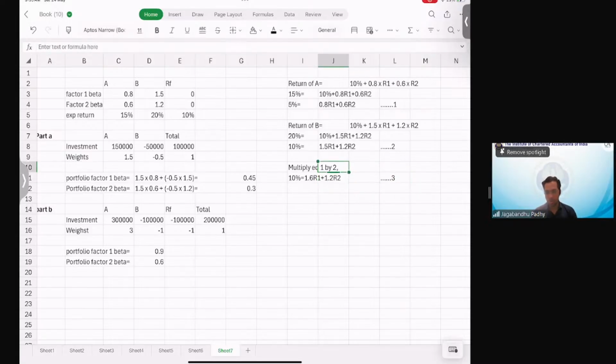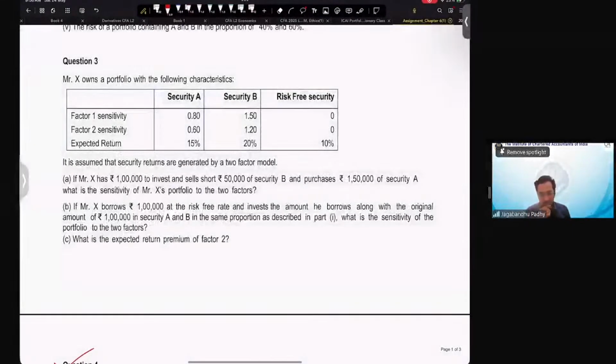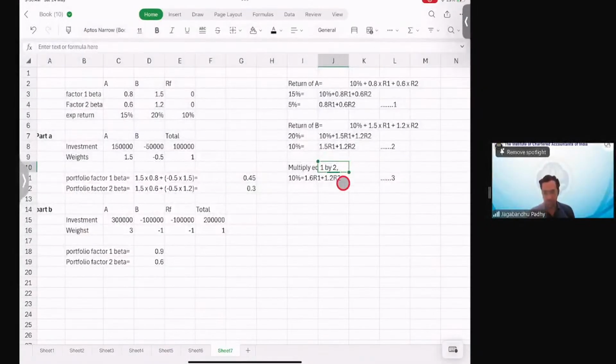Right? So now you can definitely subtract these two items because 1.2 will get cancelled. So the question is asking what is the risk premium of factor 2? You want the risk premium of factor 2. First, I'm getting the risk premium of factor 1. 10% goes on that side. 5% is equal to 0.8 R1 plus 0.6 R2. So we just multiplied it by 2 so that this 5% becomes 10%, 0.8 becomes 1.6 and 0.6 becomes 1.2.